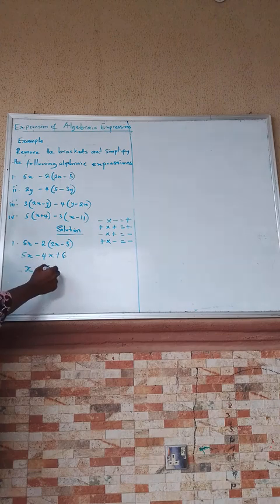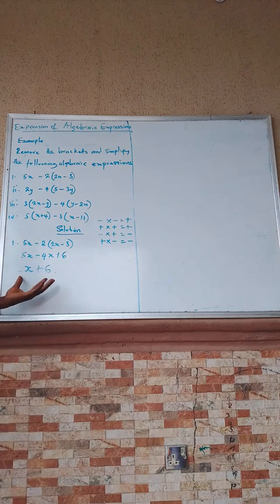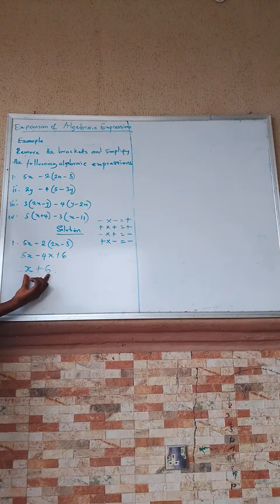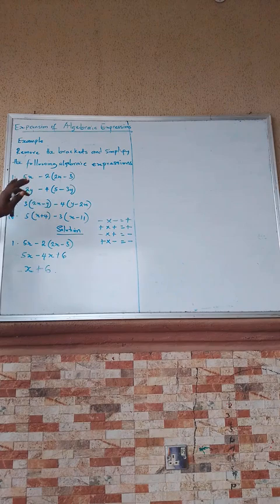X plus 6. So now when you look at what we have here, you cannot go further because you can't add x to what? To 6. They are not the same terms, so you can't add them together. Okay, so that is the answer to the first question.